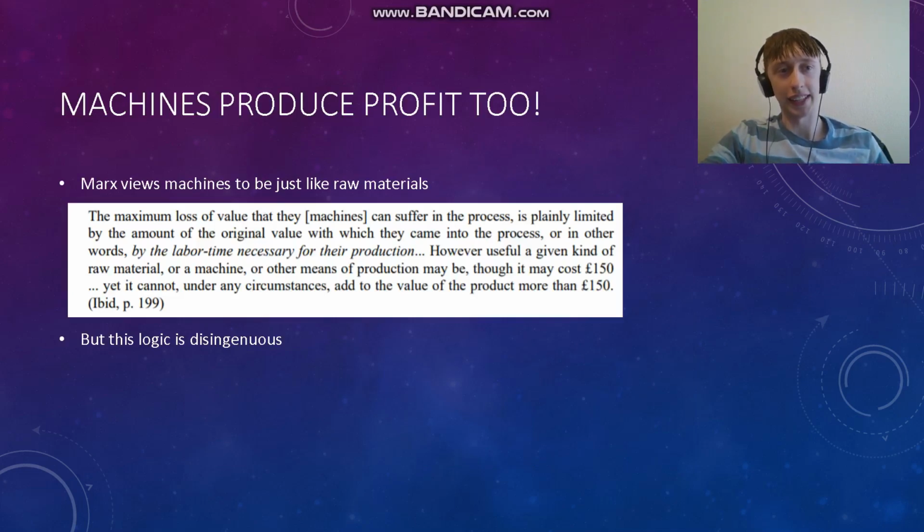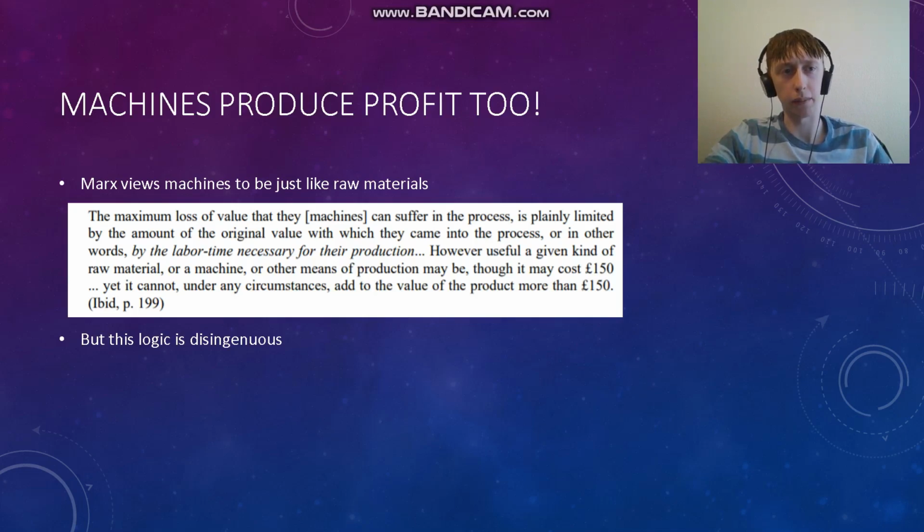So the first argument is that machines do produce profit, and what Karl Marx has done in his writings is that he looks at machines no different to raw materials. For example, in this quote here, he says that the only value that a machine has is basically the value that it's purchased for. And he says that if a machine costs £150, it cannot transfer any more than £150 to the total goods produced. But this logic is quite disingenuous, because if a labourer can produce profit because a labourer inputs productive energy, then why can't a machine produce profit? Because machines input productive energy.